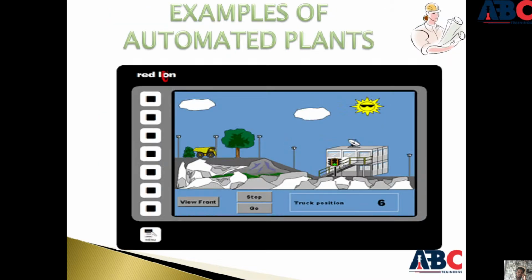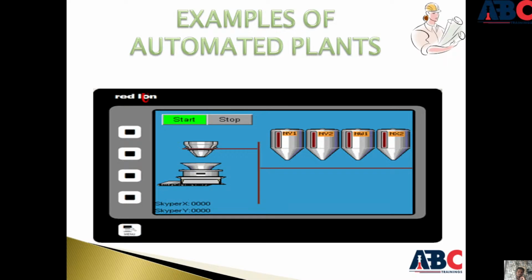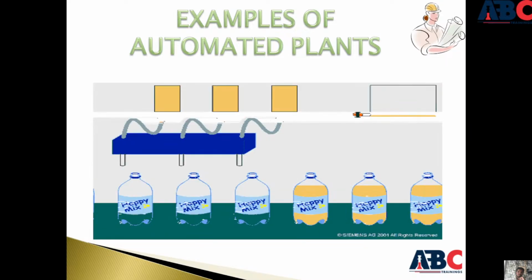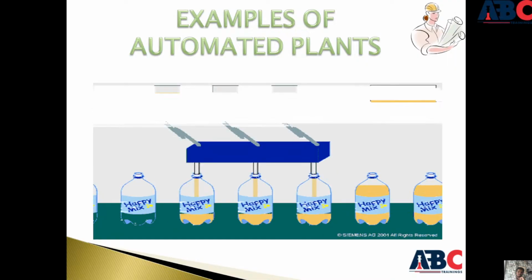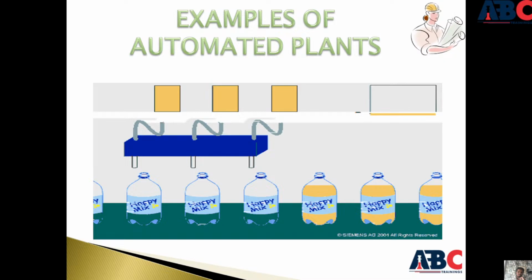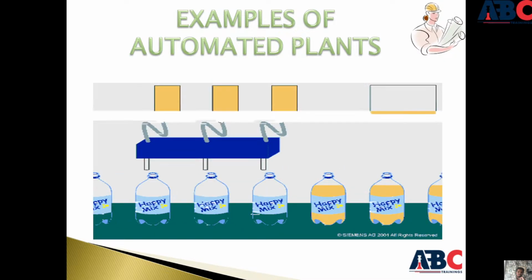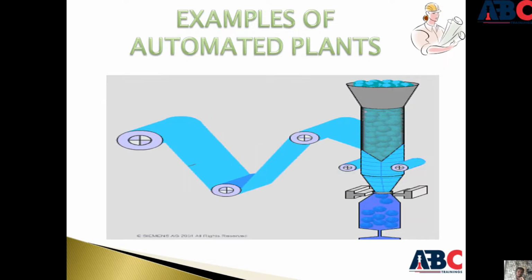Examples of automated plants: the first one is the truck position, start or stop. These are some examples of fill-the-bottle machines, where the bottle fills up. These are a few examples of automated plants.